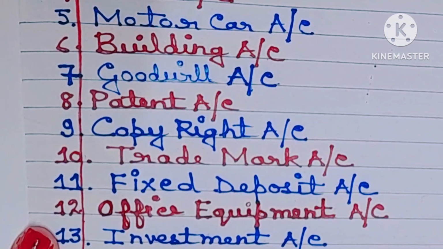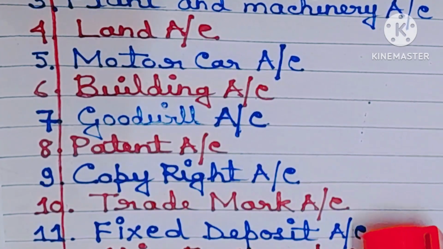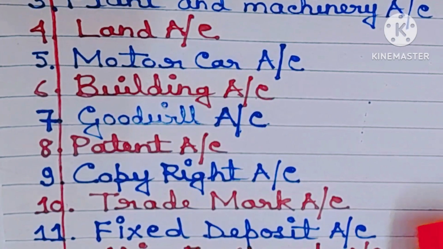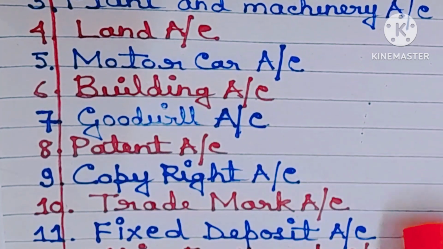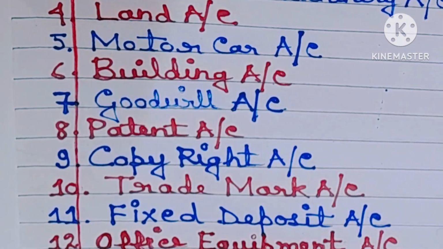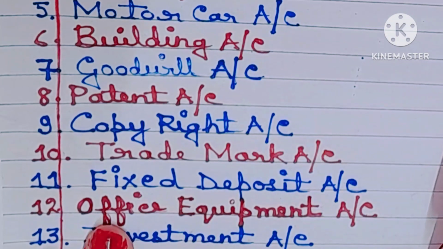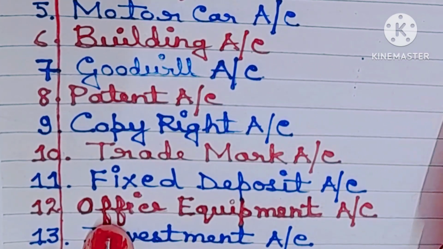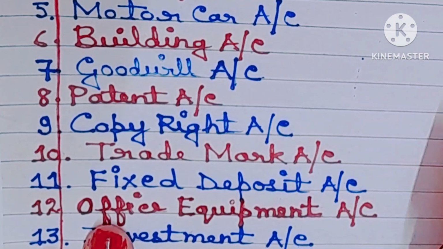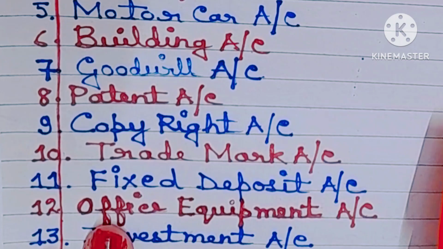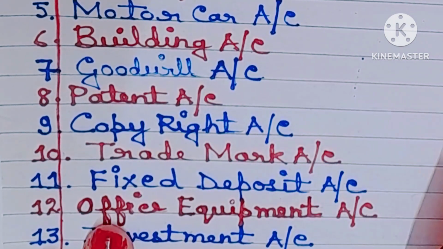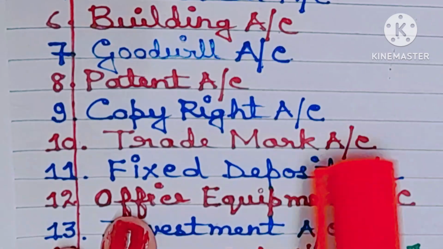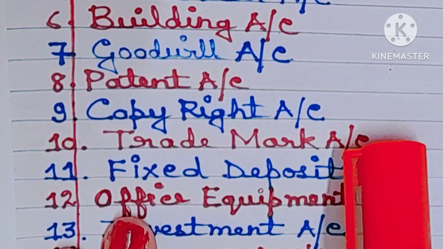What is a patent? A patent is an exclusive right granted to an inventor by the government for an invention of a product or a process. A patent is a type of intellectual property that gives its owner the legal right to stop or prevent others from making or selling or using the inventor's invention. Okay? Number 9, copyright account.